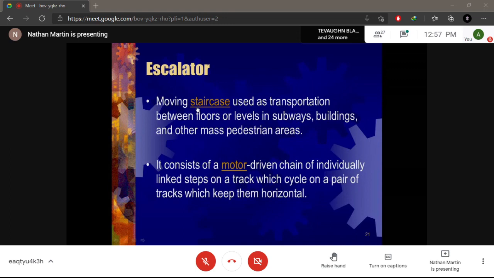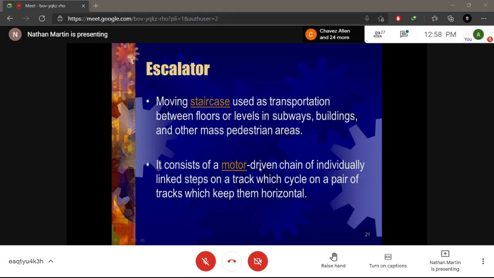The moving staircase used as transportation between floors or levels in subways, buildings, and other mass pedestrian areas. So this is basically a rundown of what an escalator is, right? It's different than the elevator, right? And it's basically a moving staircase, right?